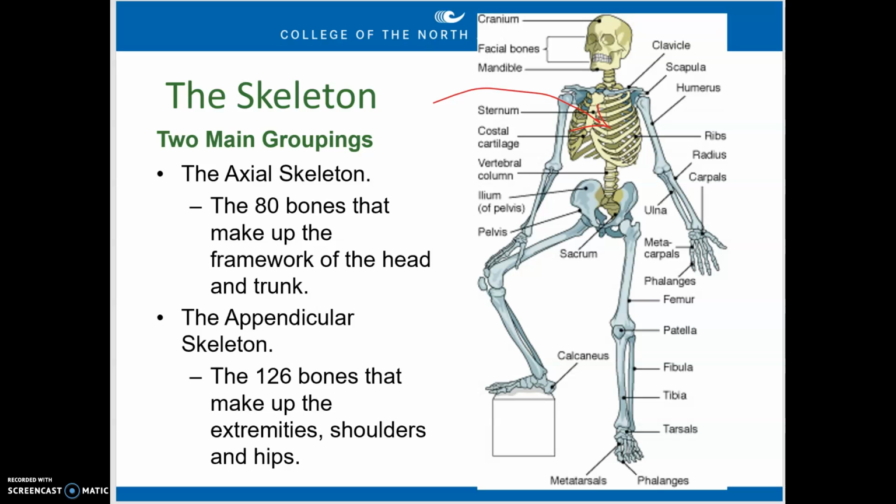So if we look at the skeleton again, the bones that are in bluish color, those are going to be the appendicular skeleton. So we have the arms, the legs, and we have the girdles, which are the bones that connect the arms and the legs to the axial skeleton. So we have the pectoral girdle that holds the arms, and the pelvic girdle, which holds the legs.